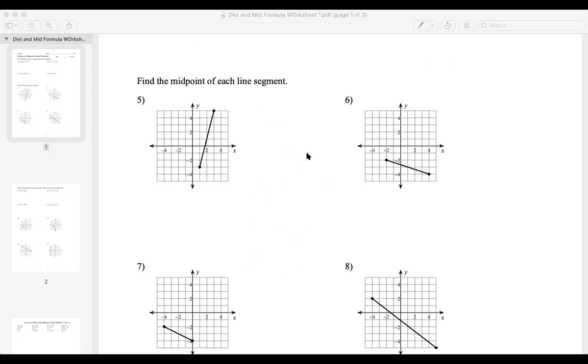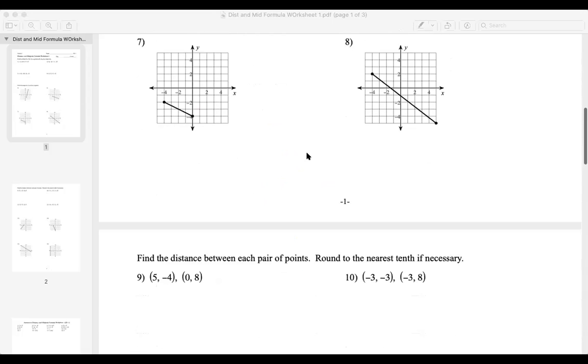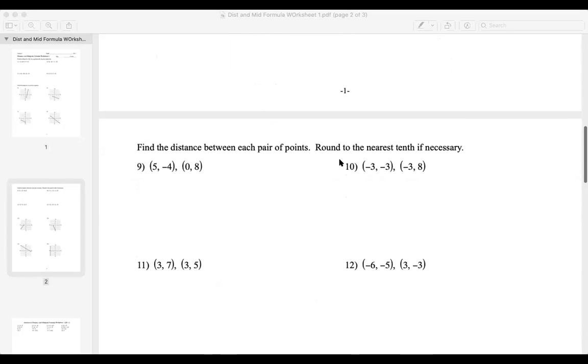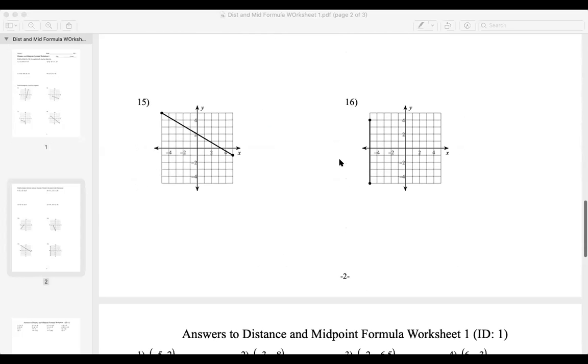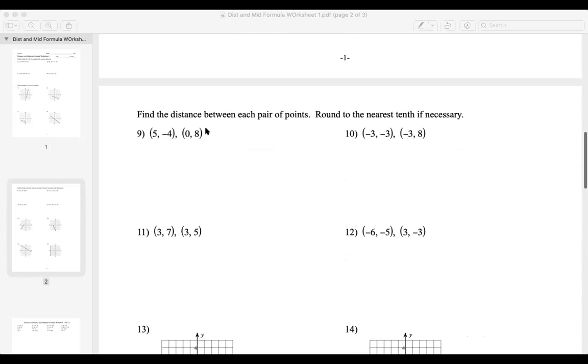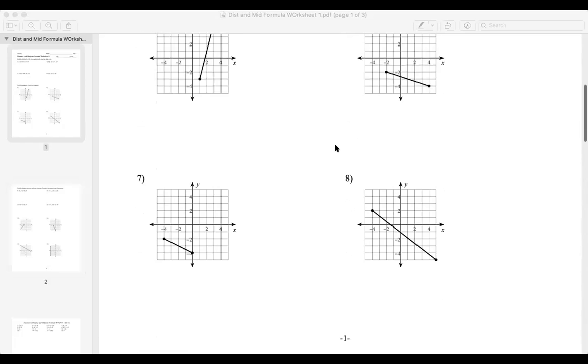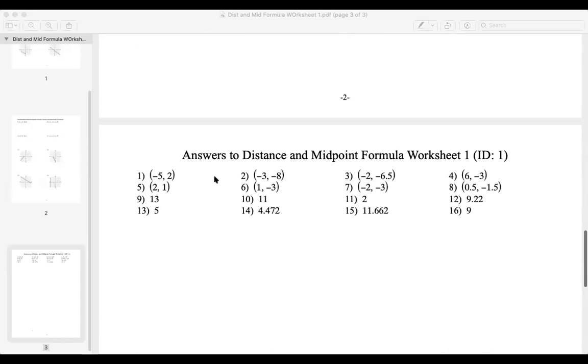All right. Looking further in our form here, question number 9 says distance. So here is your practice on the distance formula. Okay, so practice on the distance formula right here. So 9 through 13. Notice we got 2, 1 on question number 5. And if we look at the answers, 2, 1, there we are. All right. Any questions on anything I did today?